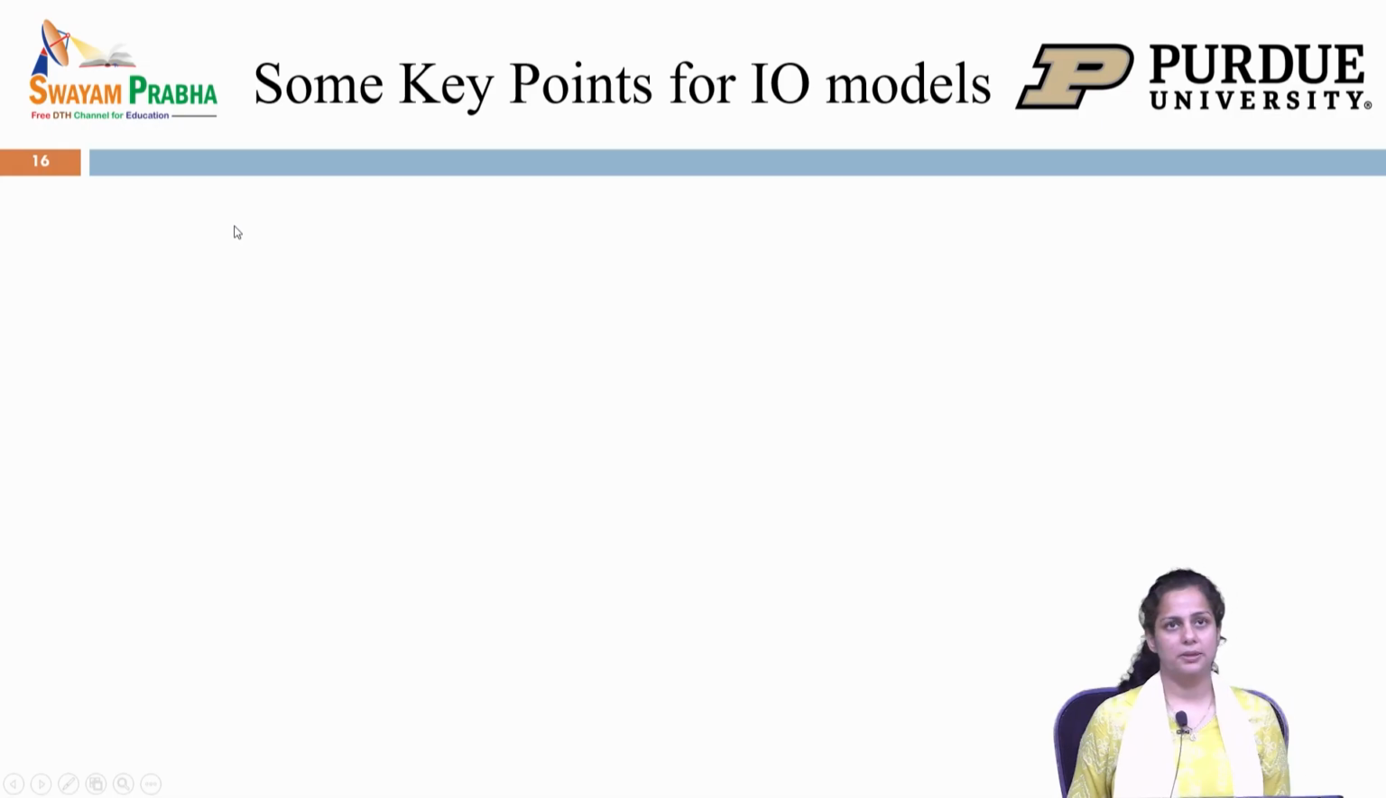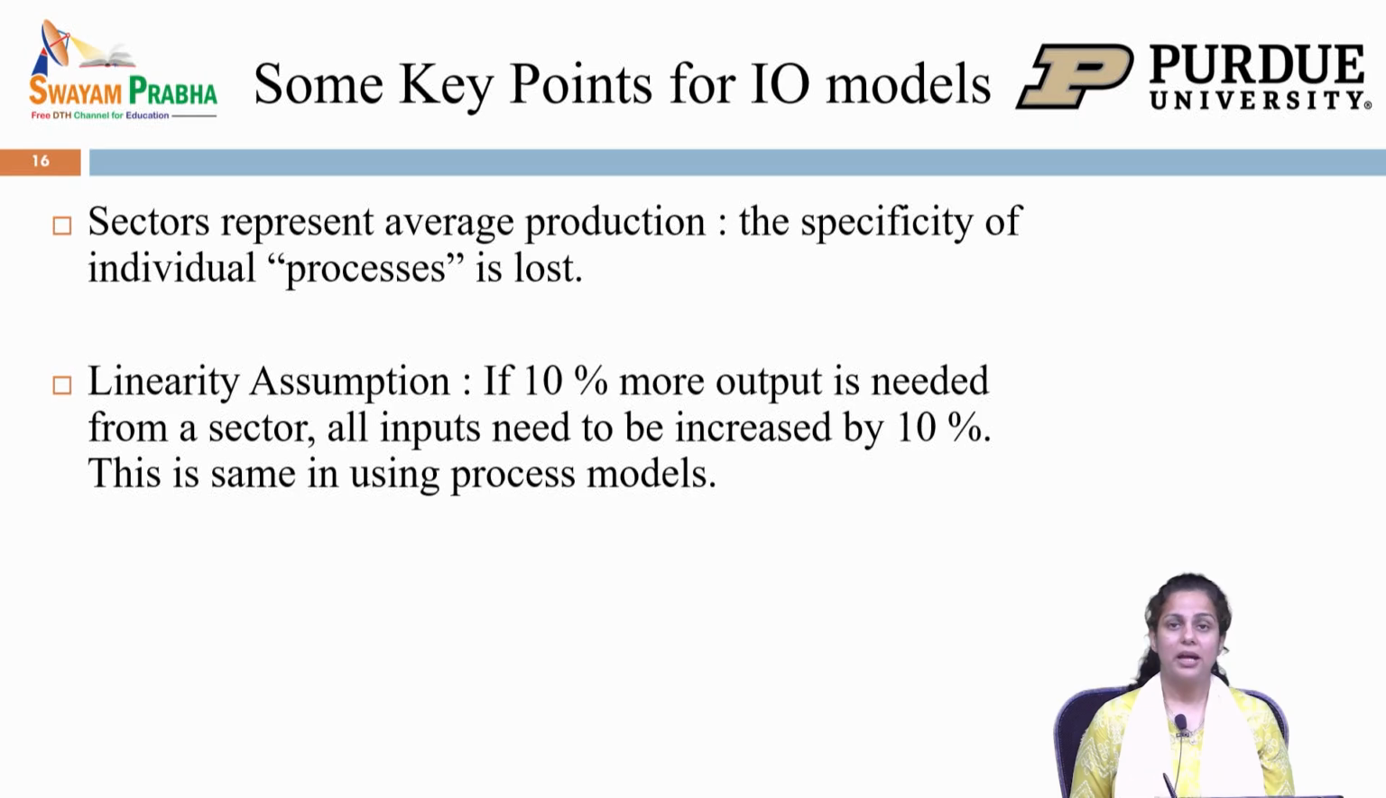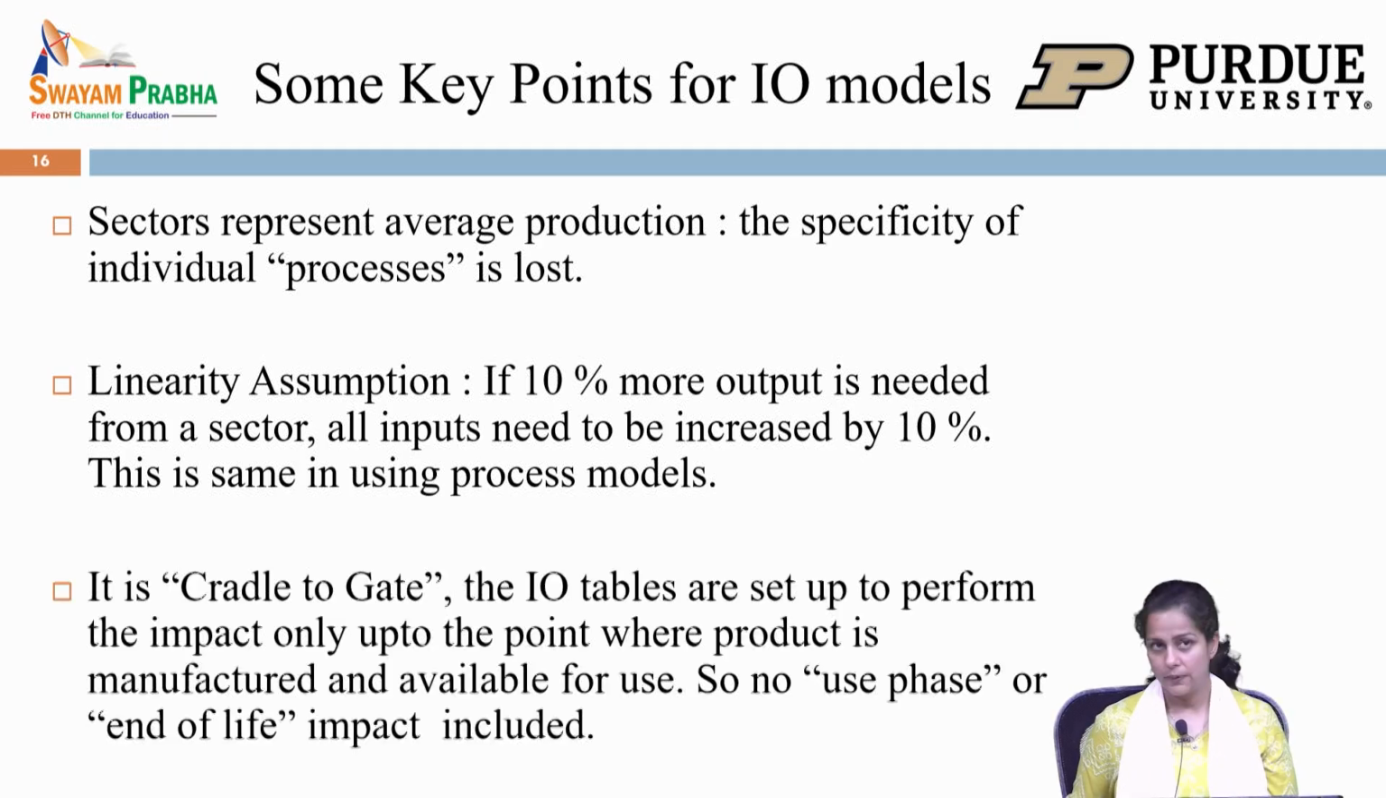So, let us look at some key points for input output models. The main key point is that most of the sectors represent average production, and the specificity for individual processes is lost, which is the strength in the process LCA. We have a linearity assumption because of the direct coefficient matrix being fixed. If 10% more output is needed from a sector, all inputs need to be increased by 10%. This is the same as we use in the process model, and that is mainly because of the A matrix being a linear combination of the flows.